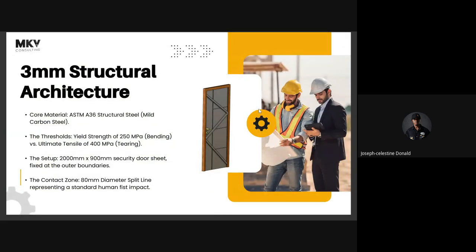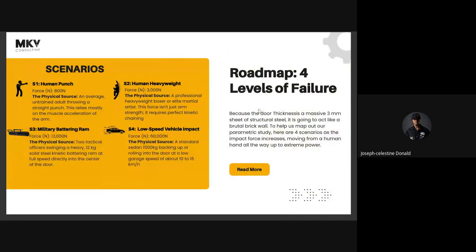So what we will be testing, we'll be testing four scenarios. First scenario, we'll be testing a human punch, which is about 800 Newton. Next we'll be testing a professional human boxer, which is about 3000 Newton. Then we'll be testing a battering ram, which is 12,000. This is because it can be handled by more than one person, like the ones police officers use. And then we'll be testing for a car. Now, the door thickness is 3 millimeters, because we are trying to mimic real life.